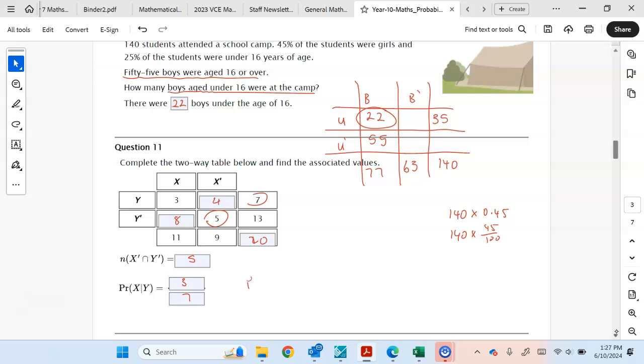So with the conditional probability formula, you can read it straight from a two-way table. If you didn't know, x given y is the probability of what they both have in common, and then the probability of y.